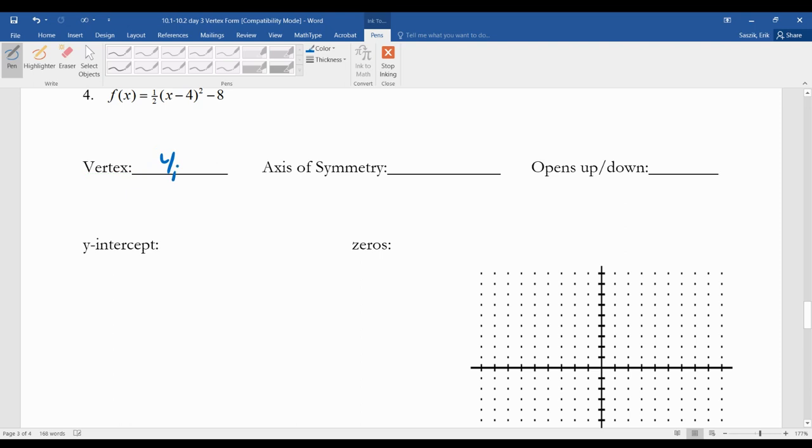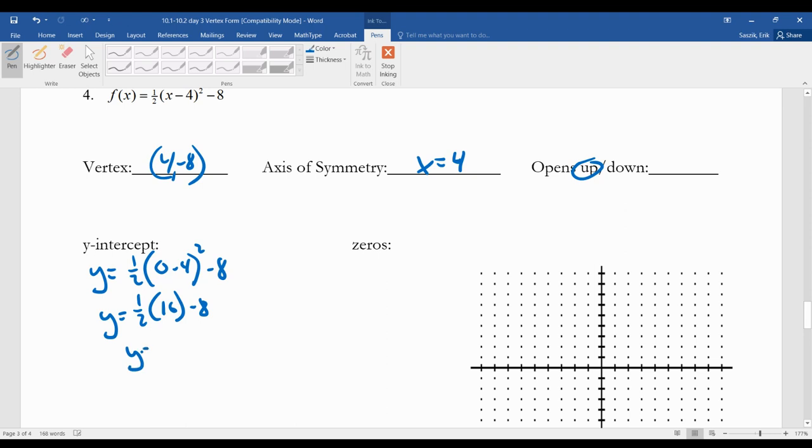All right, same thing on this one. My vertex is 4, negative 8. Axis of symmetry is x equals 4. This is going to open up because that 1/2 is positive. Y equals 1/2 x minus, whoops, I'm finding the y-intercept. That means x is 0. 0 minus 4 is negative 4. Negative 4 squared is 16. Half of 16 is 8. And 8 minus 8 is 0. I'm going to find the zeros, change the f of x to 1/2.